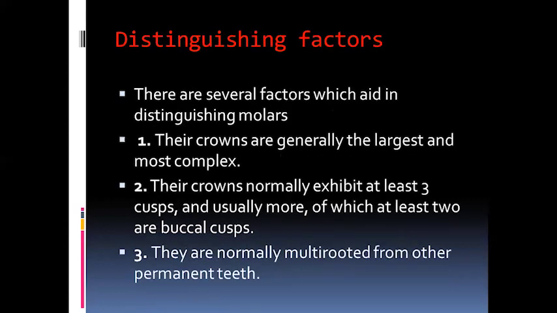Distinguishing factors: there are several factors which aid in distinguishing molars. Their crowns are generally the largest and most complex. Their crowns normally exhibit at least 3 curves and usually more, of which at least 2 are buccal curves. They are normally multi-rooted, unlike other permanent teeth.